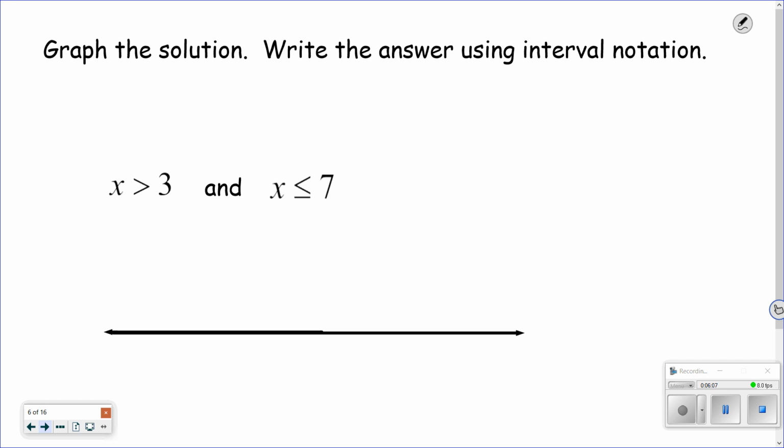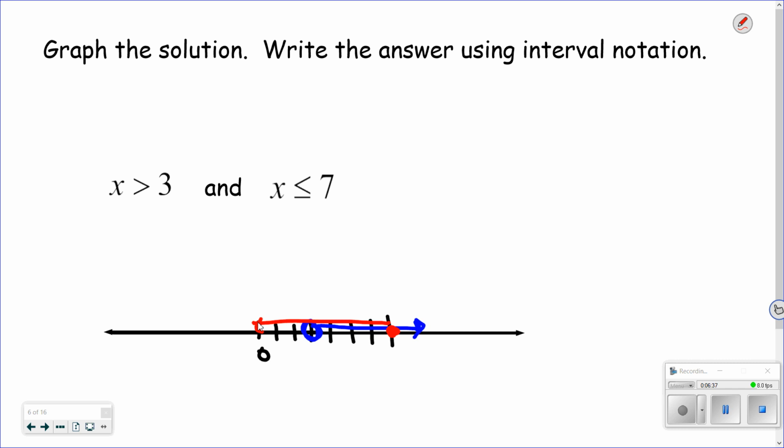All right, so I'm going to start with x is greater than 3. So if that's 0, 1, 2, 3, 4, 5, 6, 7, we have to go at least to there. X is greater than 3. I'm going to start with that. It's an open circle, and it's going that way. X is greater than 3. And x is less than or equal to 7. So let me do that a different color. I'm going to go to 7, which is right there. This one's a closed dot, and it's going to include all the answers going back that way.